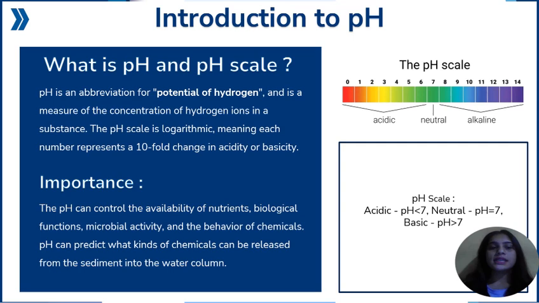Importance: pH can control the availability of nutrients, biological functions, microbial activity, and the behavior of chemicals. pH can predict what kind of chemicals can be released from a sediment into the water column. We can rate the pH scale as 0 to 6 being acidic, 7 being neutral, and 8 to 14 being alkaline, which is basic in nature.